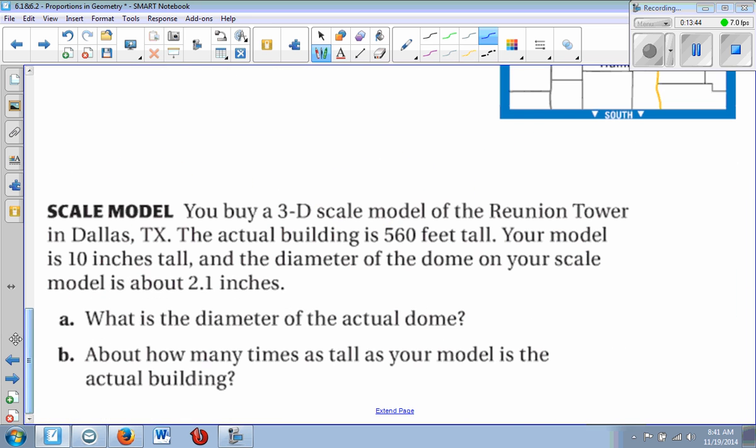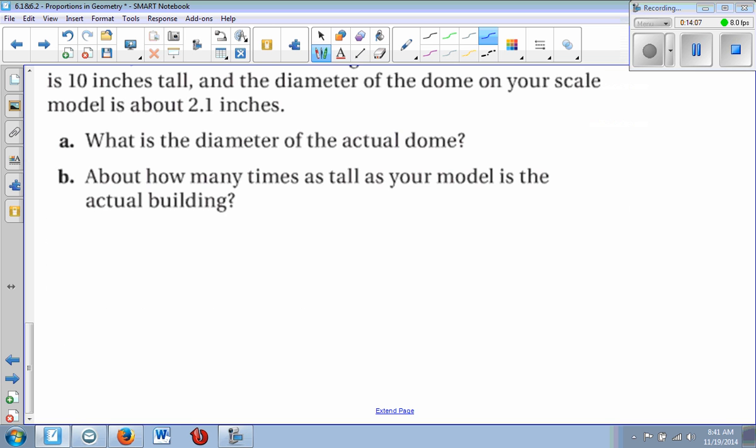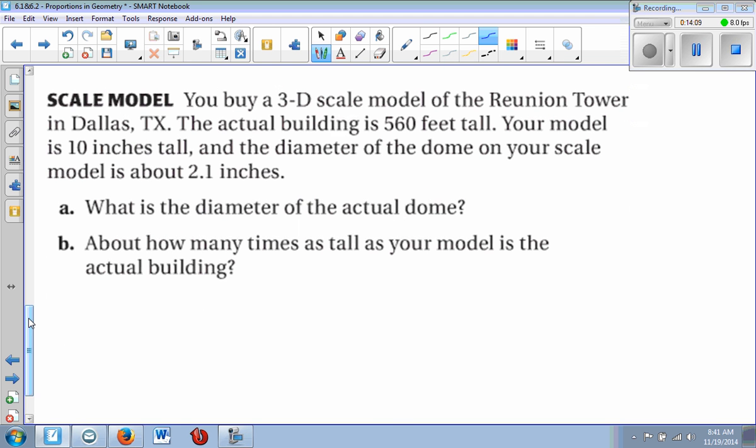The last problem. It says you buy a 3D scale model of the Reunion Tower in Dallas, Texas. The actual building is 560 feet tall. Your model is 10 inches tall. The diameter of the dome on your scale is about 2.1 inches. What is the diameter of the actual dome? So the things that we know in the problem: we have some measurements of the actual building. We know how tall it is. We're trying to figure out what the diameter of the actual dome is.